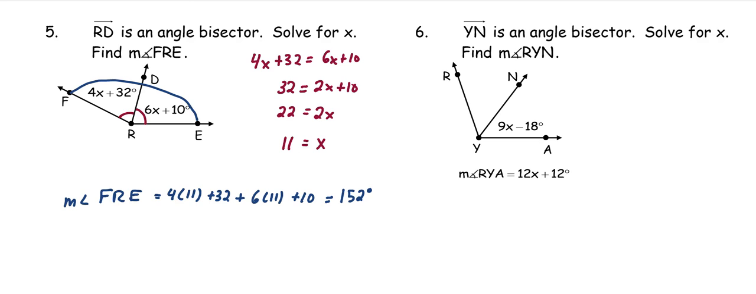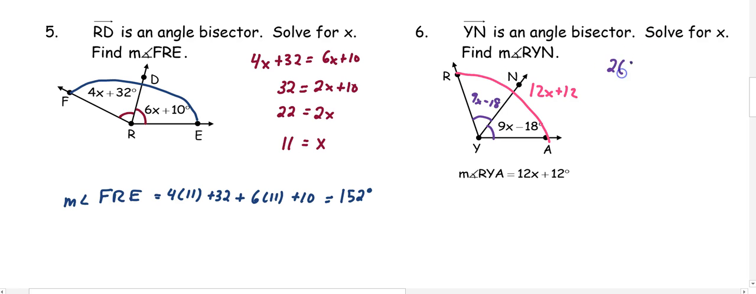Number 6, YN is an angle bisector. So again, our angles are cut into two congruent pieces. Solve for x. So this time you're only given half of your angle, and we're given that the whole angle is 12x plus 12. Remember, if we have an angle cut in half that's congruent, this piece is also 9x minus 18. So to solve for x, we need 2 times 9x minus 18 is equal to 12x plus 12.